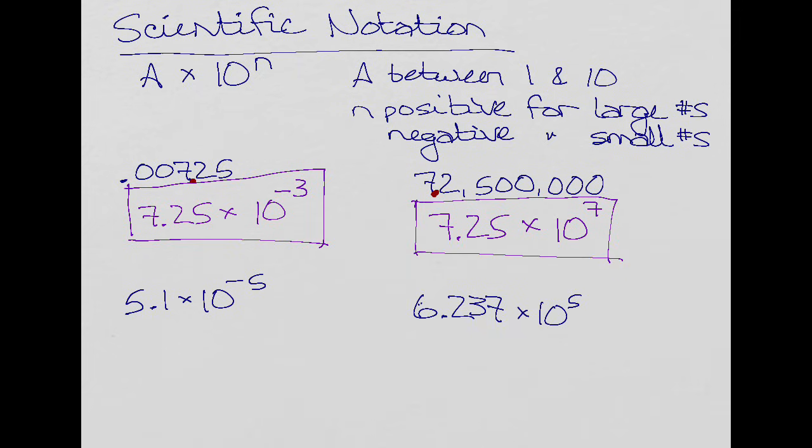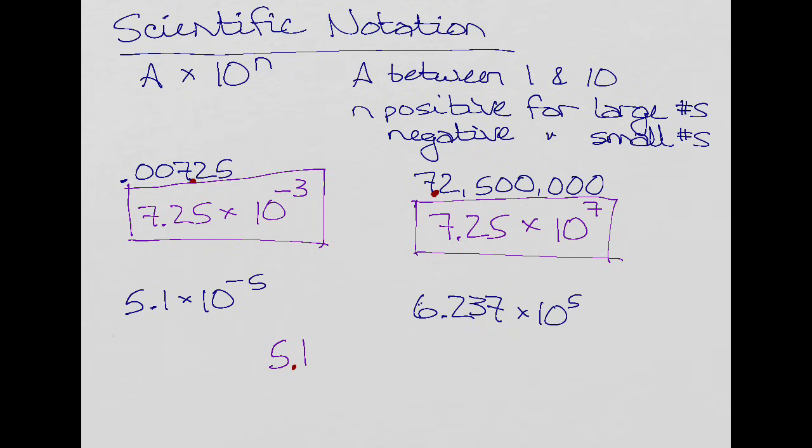We can go the other way, too. If I have a number that's already in scientific notation, I would like to put it in the form of just a regular number. 5.1 times 10 to the negative 5. Well, here are my digits, 5 and 1. My power is negative, so this is going to be a small number. My decimal point will be moving to the left to make it a small number. Here's the 5 and the 1. My decimal point started here, and I'm going to move it 5 to the left because this is a small number.